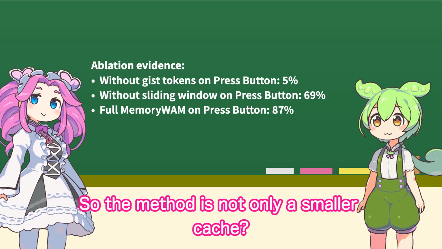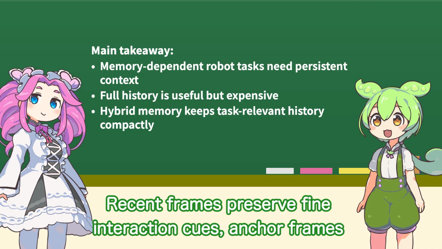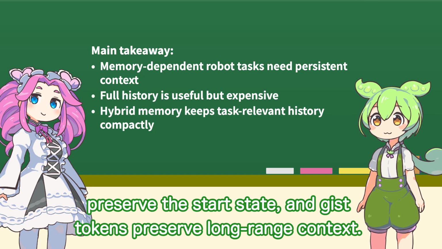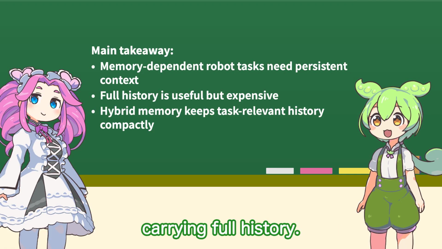So the method is not only a smaller cache. Right. The paper's evidence suggests the structure of the memory matters. Recent frames preserve fine interaction cues, anchor frames preserve the start state, and gist tokens preserve long-range context. Together they beat bounded window baselines and stay much cheaper than carrying full history.